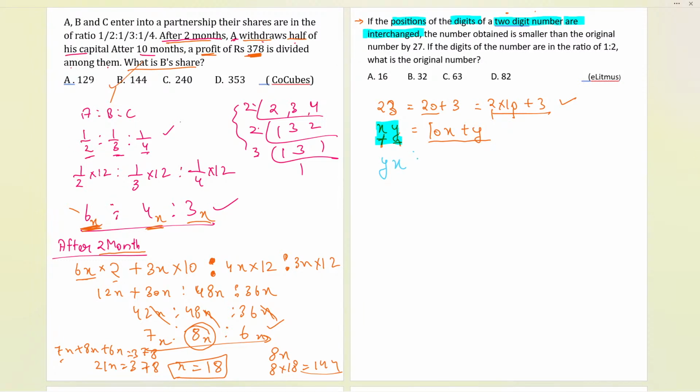If it is yx, can I write this number as y times 10? Because it is the tens place, the tens place digit we have to multiply with 10. And then x we multiply with 1 only, so it will be x. This is the generalized form of both the numbers, the reversed number and the original number. Now we have written both the numbers.